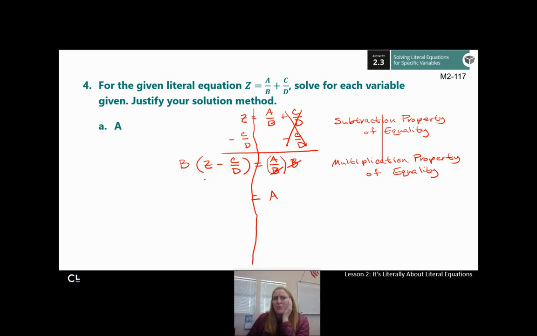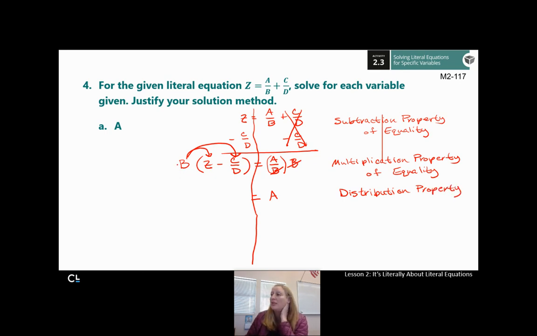I think another property needs to happen here. I believe we need to distribute that B. That's right. Distribution property is back in full force. So distribution property, not of equality. It's just a plain distribution property, nothing fancy there.